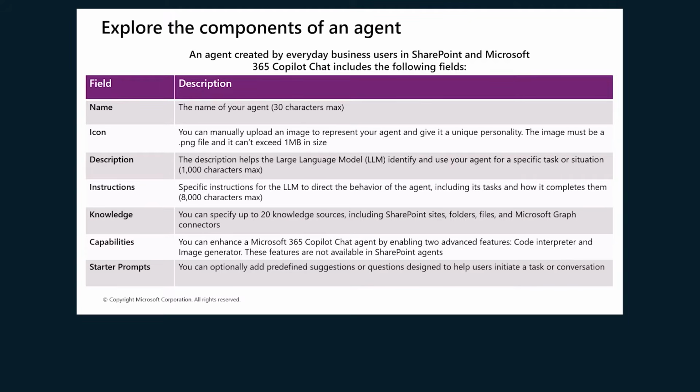Then we have the capabilities. If you're building an agent in Copilot Chat using Copilot Studio, you can enable advanced features like a code interpreter and an image generator. These aren't available in SharePoint agents, but in Copilot Chat, they add a whole new layer of functionality. The code interpreter lets the agent solve complex tasks using Python, and the image generator creates visuals based on user prompts. Both are powerful tools that expand what your agents can do without requiring you to write any type of code.